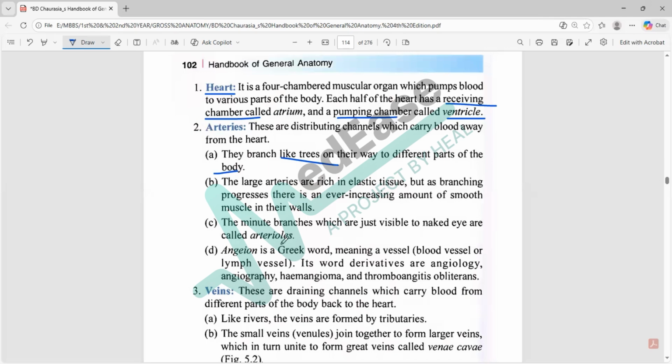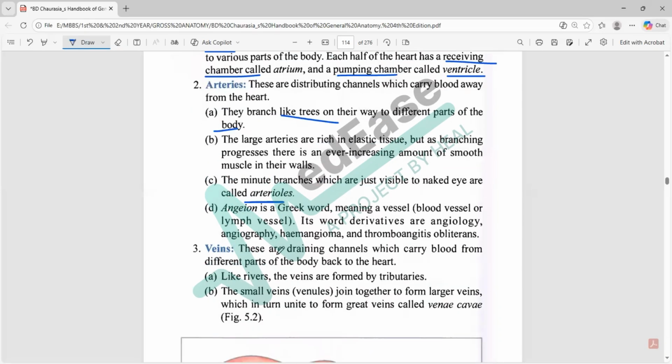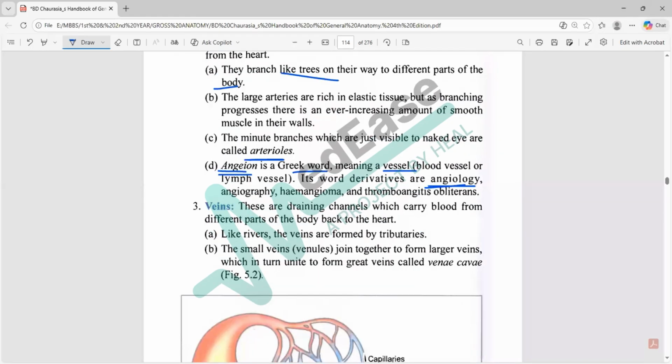Now the arteries divide to produce the smaller arterioles, which are the smaller arteries. Now angeion is derived from a Greek word which means vessel, and therefore the study of the cardiovascular system, or the vessels, is referred to as angiology. Now, the veins are usually termed as rivers which meet at a common point to produce tributaries, whereas the arteries are produced as branches, like trees.